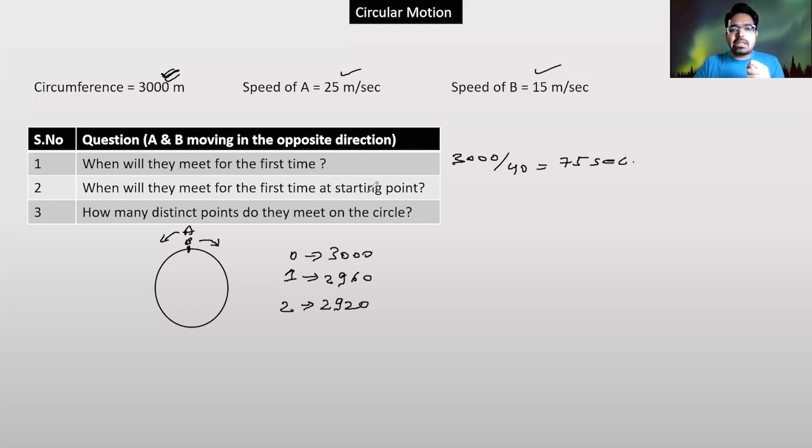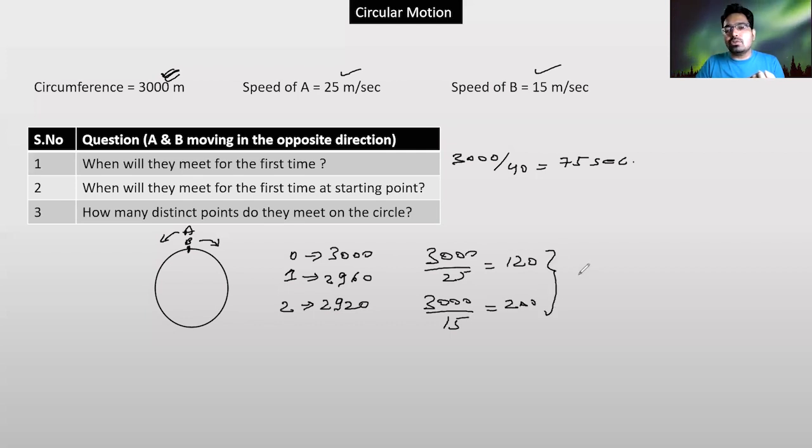When will be the first time that they meet at the starting point? Now, if they're moving in the clockwise direction or the anti-clockwise direction, it doesn't really make much of a difference to the time taken to complete the round individually, right? So how much time will A take to complete that round? A will still take 3000 divided by 25, which is 120 seconds. And B will still take 3000 divided by 15, which will be nothing but 200 seconds. The LCM of these two values will still be nothing but 600 seconds. So after 600 seconds, they will meet at the starting point again, right?